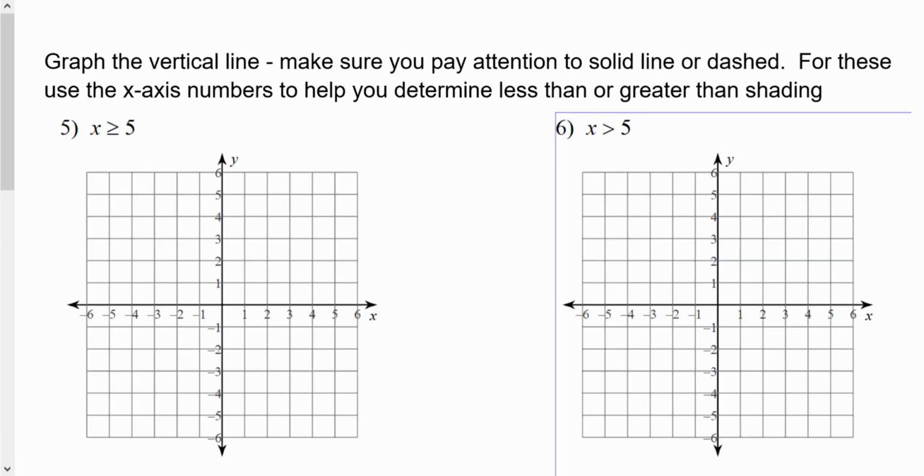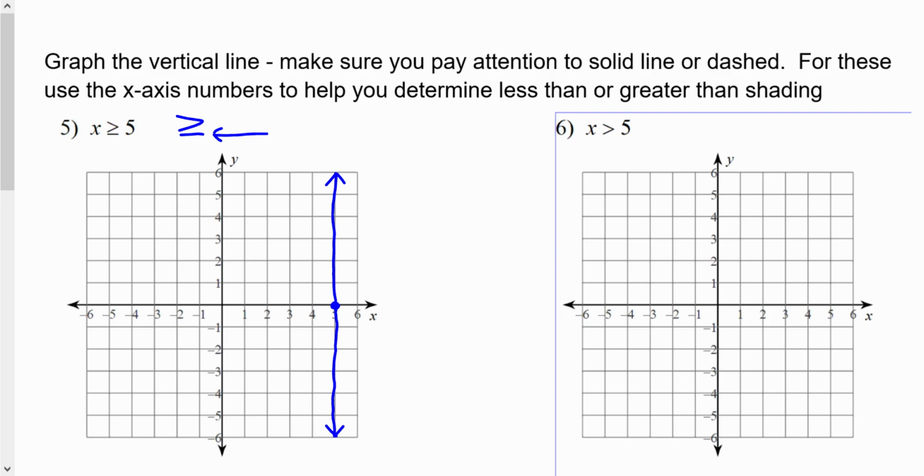Flip it to the back, we're going to take a look at horizontal and vertical lines. First off, we'll do the vertical lines. X is greater than or equal to 5. So you put a dot on your x-axis at the number 5. And then because it has the equal sign part right there, because it's got that little extra part, we use a solid line.